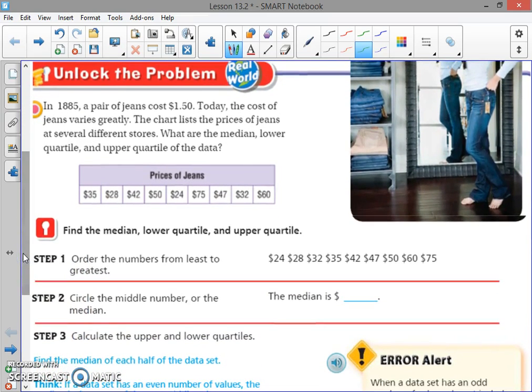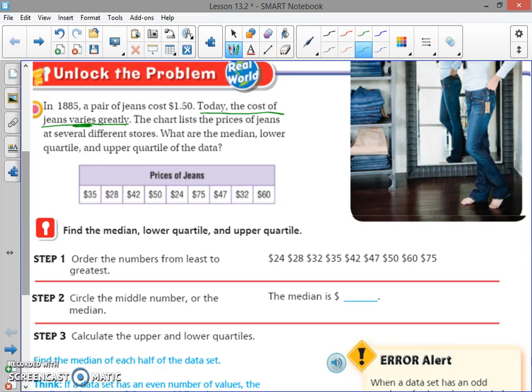In 1885, a pair of jeans cost $1.50. Did you hear that? Are you paying attention? Today, the cost of jeans varies greatly. I do know that because there are a lot of jeans in the higher end stores that are over $100, but then you can go to Old Navy and get them for like $9.99. So I definitely agree with this statement right here: today, the cost of jeans varies greatly.